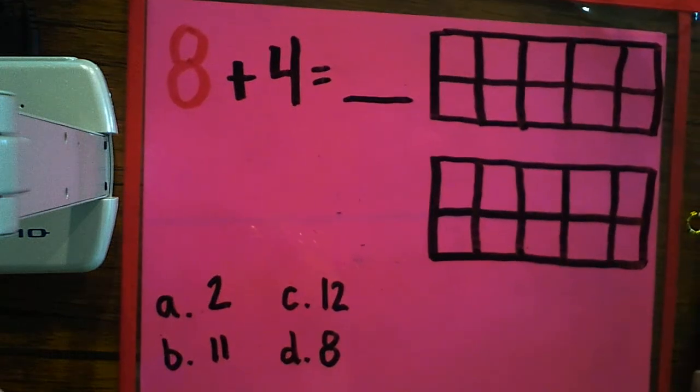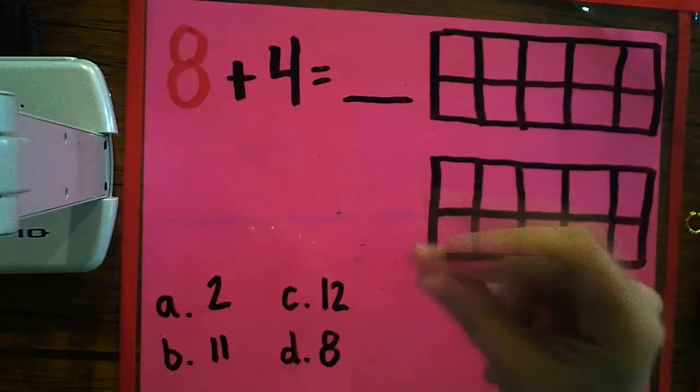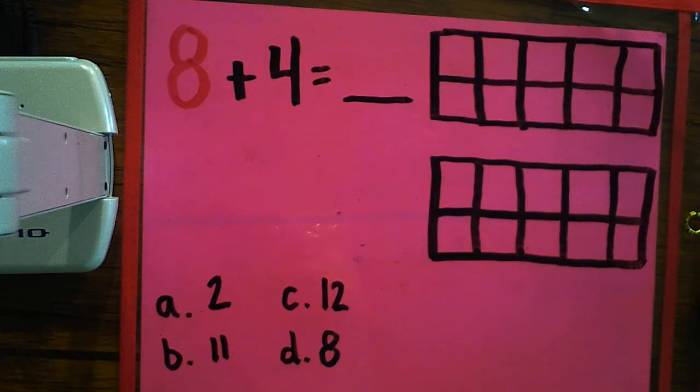Hey first grade friends, welcome back, and today I'm going to show you one of my favorite strategies that is going to help you become a really efficient or quick mathematician. And this is called the making 10 strategy, and here's how it works.